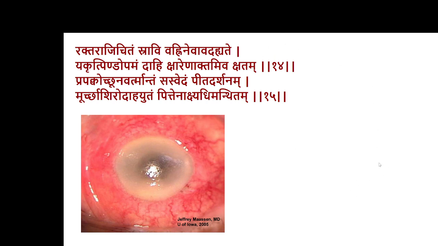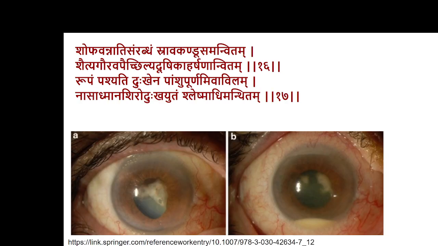So where the patient would have Raktaradichitam, there would be reddish color and more discharges, and the patient may have systemic signs of inflammation like fever, etc. The vision also may become yellowish in color. Murcha Shirodaham, there could be even systemic signs of toxemia. That's considered as the Pittaja Adhimantha.